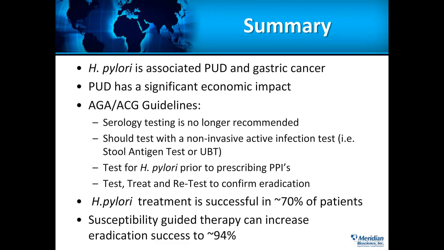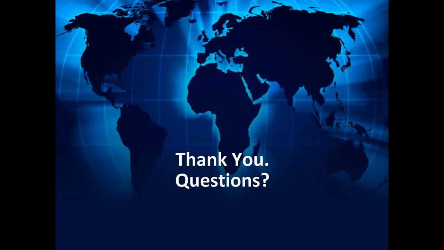H. pylori treatment is successful only 70% of the time, and this is because of antibiotic resistance. So this tells us two things. One, that we should retest to confirm eradication, and two, susceptibility-guided therapy or susceptibility testing, if it is available, has a significant benefit. And now I'll take any questions that any of you may have.